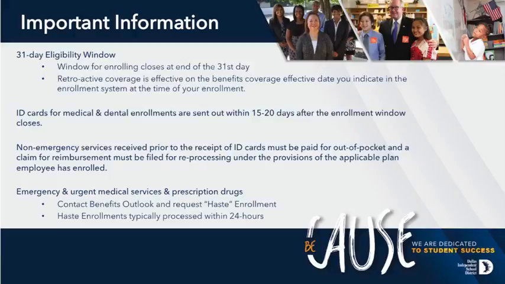You can expect to receive ID cards within 15 to 20 days after the enrollment window closes. Should you need medical attention for a non-emergency condition prior to the receipt of your cards, you must pay out of pocket and file a claim for reimbursement. For urgent or emergency services, you may contact Benefits Outlook and request a haste enrollment to have access within 24 to 48 hours.